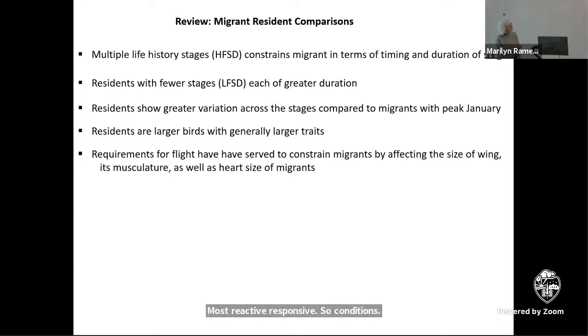Residents are larger birds with generally larger traits, and the requirements of flight have served to constrain migrants, affecting the size of their wings, their musculature, and size of the heart. So those areas that are going to be contributing to sustaining endurance flight have really been magnified across migrants over time.